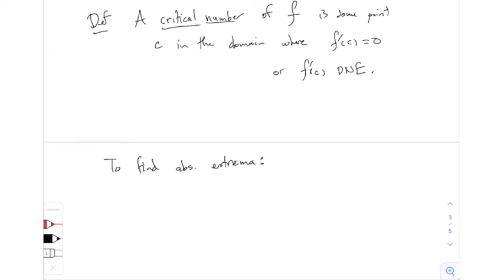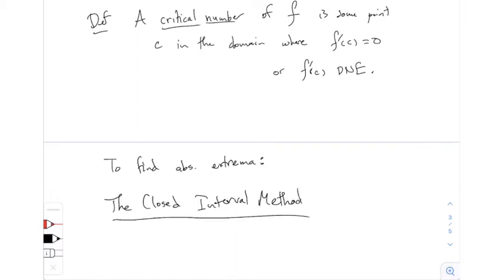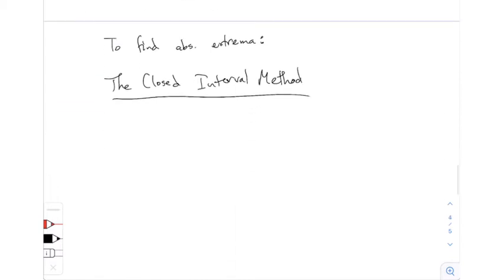This is called the closed interval method. The closed interval method is what they call this in the book. So this only works when f is continuous on the closed interval. On the closed interval, let's say from A to B, then all you've got to do is check all the y values at the endpoints and also at every critical point.